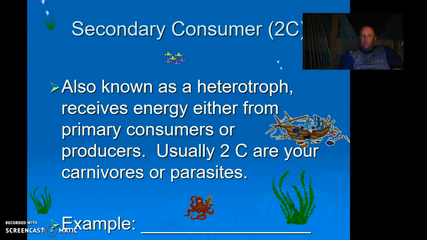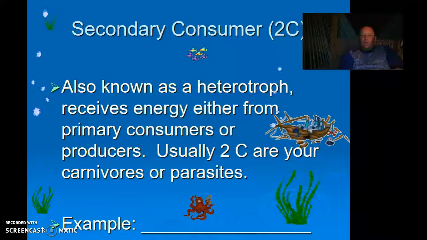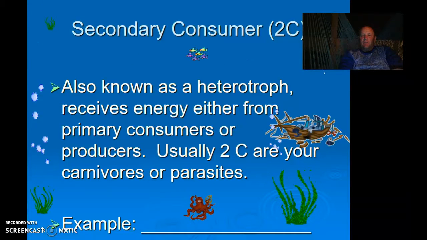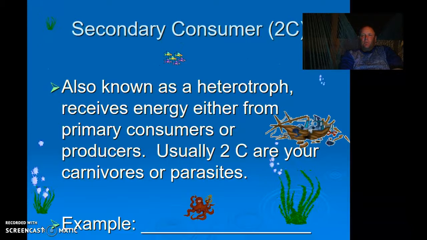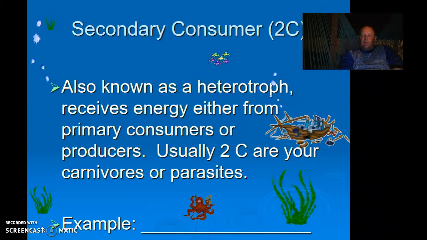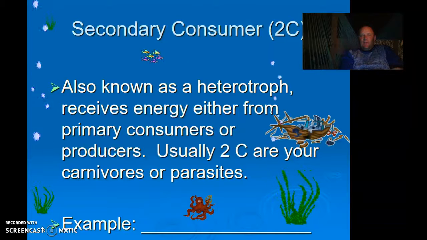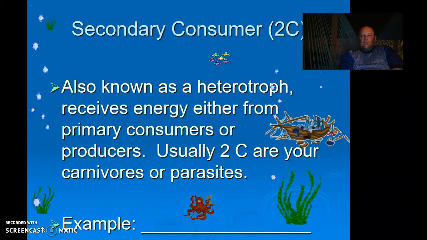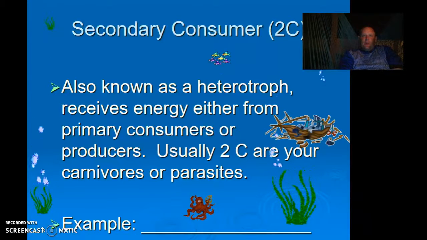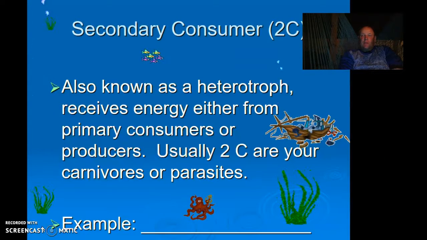Secondary consumers, also known as heterotrophs, don't provide their own food, so they have to get it from somewhere else. That's where hetero comes in. They receive their energy from either primary consumers or from producers. The best and greatest example of a secondary consumer, because it provides the most delicious meat, would be, that's right, bacon. So it would be pigs. Usually this says secondary consumers are your carnivores or your parasites. If you think about it, because they eat both primary consumers and producers, pigs are pretty much willing to eat anything.